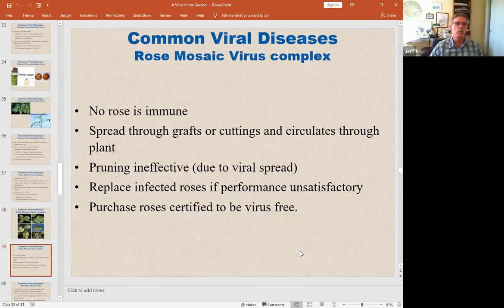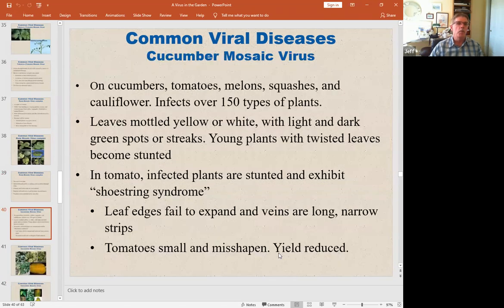No rose is immune. And it's spread through grafts or cuttings, and it circulates through the plant, so you cannot prune it out of your roses because the virus is already spread through the plant. Replace roses if the performance isn't good, and make sure your replacement is certified virus-free. Most reputable producers of rose bushes will index or check to make sure their propagated material is free of virus. Cucumber mosaic virus, of course, it's on cucumbers, and over 150 other types of plants.